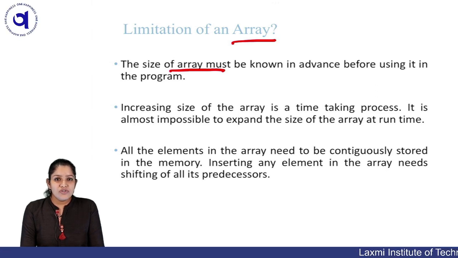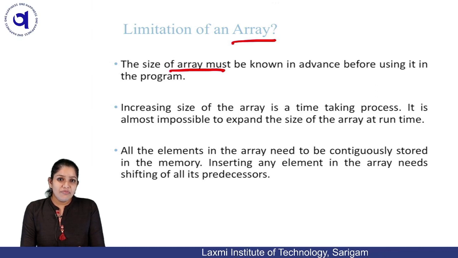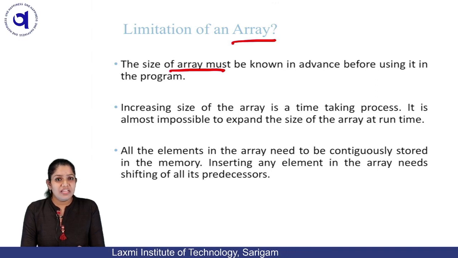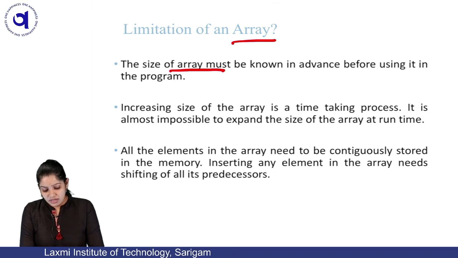At execution time, if I want more than 10, I cannot have it. I need to go to the program and make changes in it, and then and only then can I access more than 10 data. Also, if 10 memory locations are already allocated and I am making use of only 3 of them, the rest of the 7 are wasted, because the memory is already dedicated to that array. No other variable or array can access it. That is one of the limitations of an array.